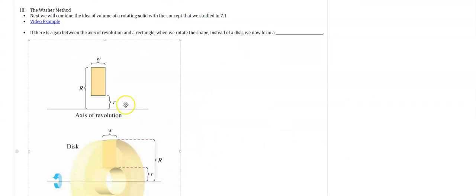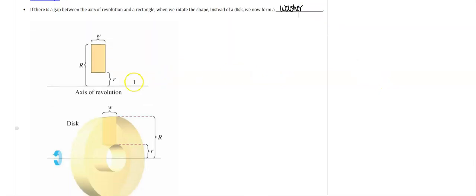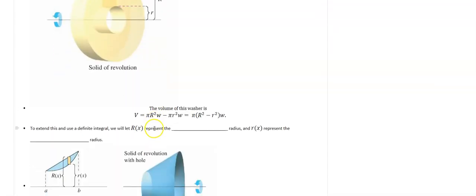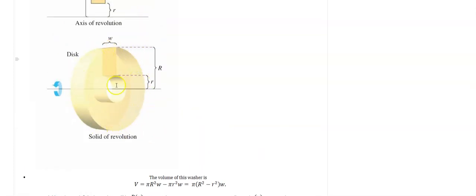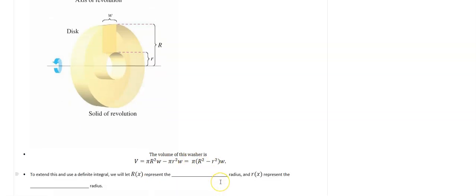So there's basically a gap between the axis of revolution and the rectangle. Instead of a disk, we're forming a washer, and this is now called the washer method. So you end up having an outer radius and an inner radius, but the width is still going to be the width of a disk. The volume of this washer would be the volume of the outer disk minus the volume of the inner disk. So that's pi R squared w minus pi little r squared w. And if you factor out the pi and the w, you get this.